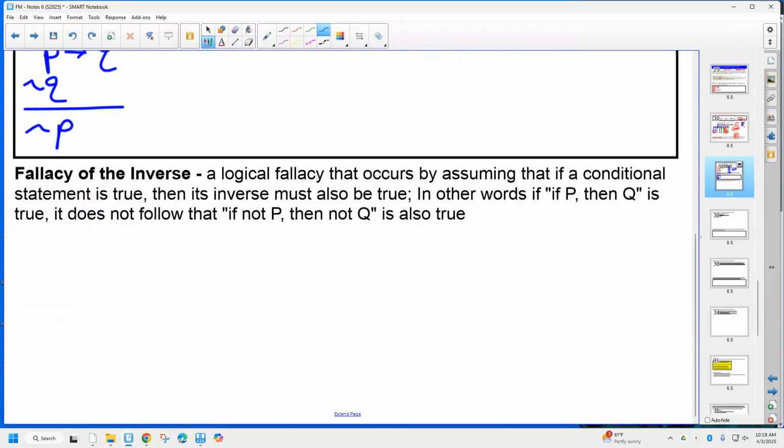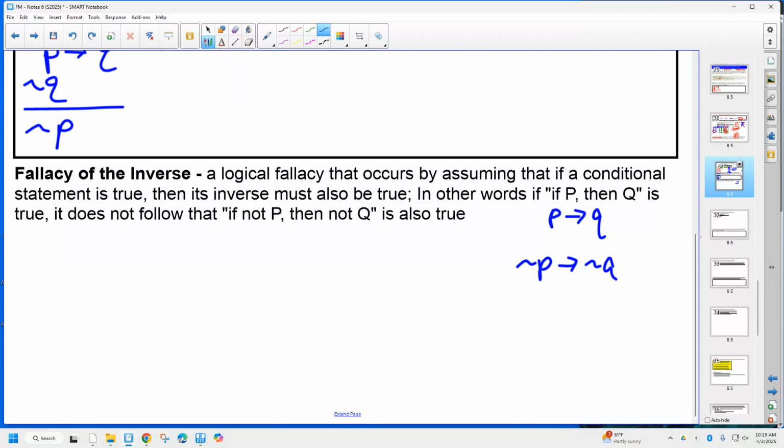Then we've got another fallacy. Remember, the fallacy is talking about invalid. Fallacy of the inverse, a logical fallacy that occurs by assuming that if a conditional statement is true, then its inverse must also be true. In other words, if P then Q, if that's true, it does not follow that if not P, then not Q. That's not good. That's the fallacy of the inverse right there.